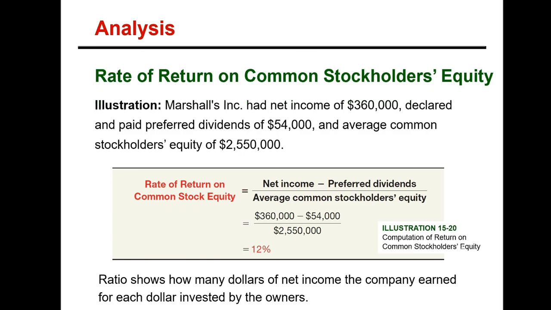Marshalls Inc. had net income of $360,000, declared and paid preferred dividends of $54,000, and an average common stockholders' equity of $2.55 million. Okay, so when we do a rate of return on common stockholder equity, we take the net income, but we subtract the paid preferred dividends out of there. And the reason why we would subtract the preferred dividends is because a preferred dividend is somewhat of an obligation. And so to conservatively determine our rate of return, we really want to reduce any potential liability from net income.